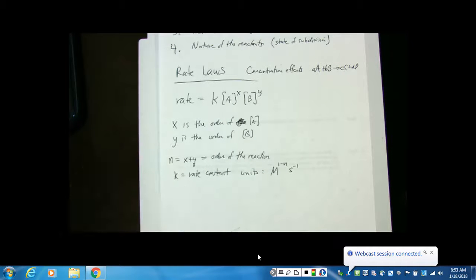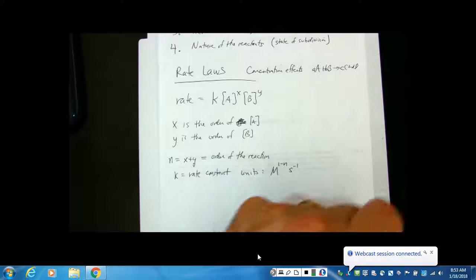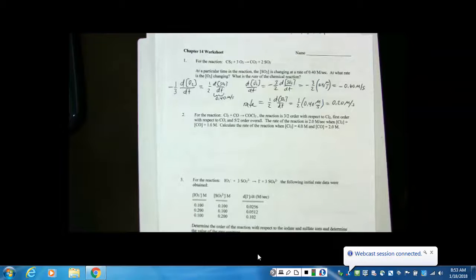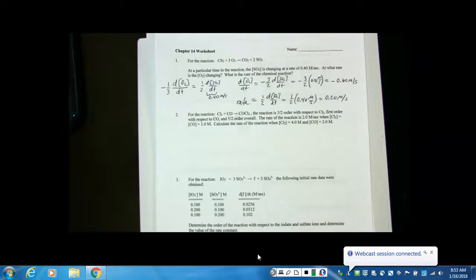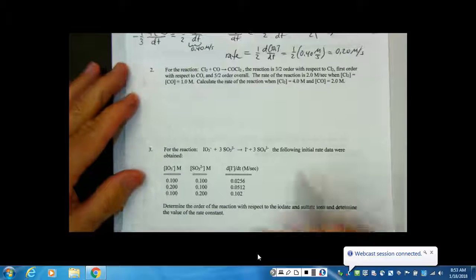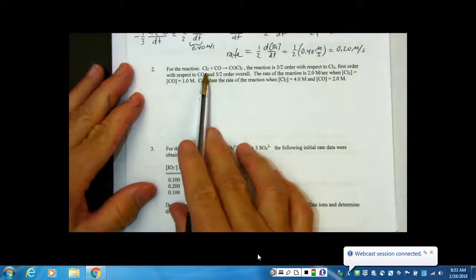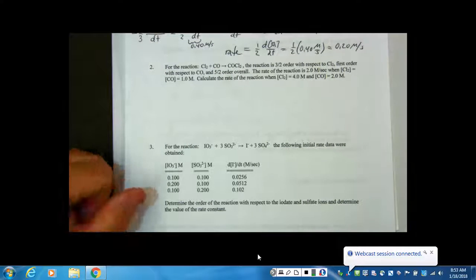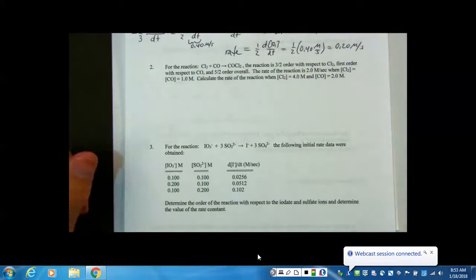All right, so you have your worksheet, and we will finish today by doing this second question, illustrating rate laws, and then we'll take the quiz. So here we've got a chemical reaction of chlorine plus carbon monoxide goes to form carbonyl chloride. The reaction is 3/2 order with respect to chlorine, 1st order with respect to carbon monoxide, and 5/2 order overall.